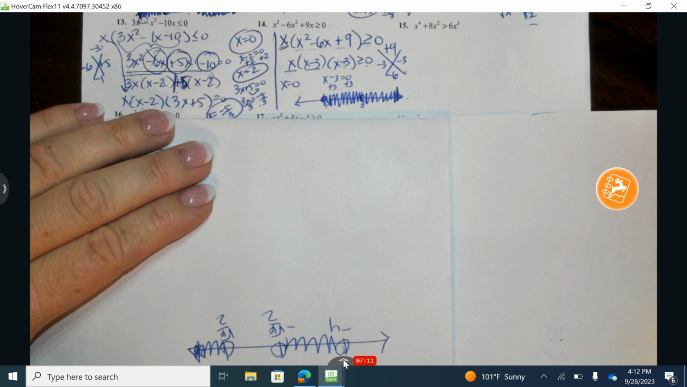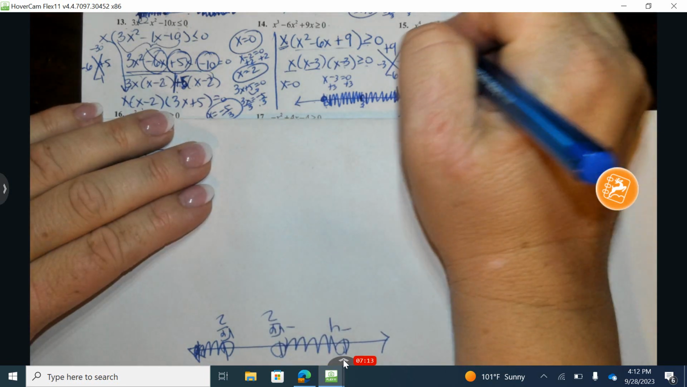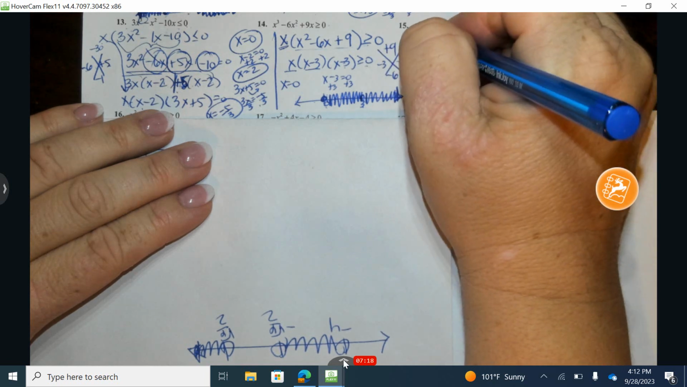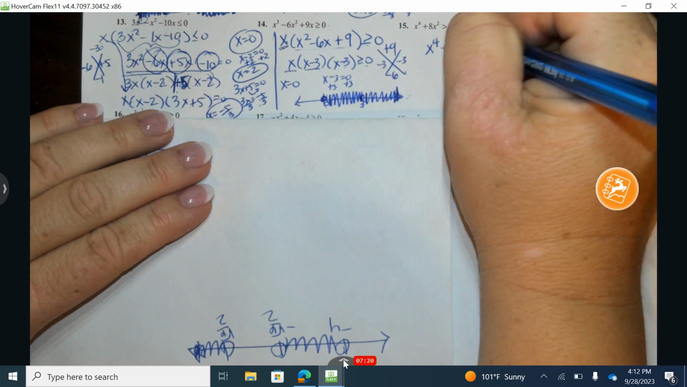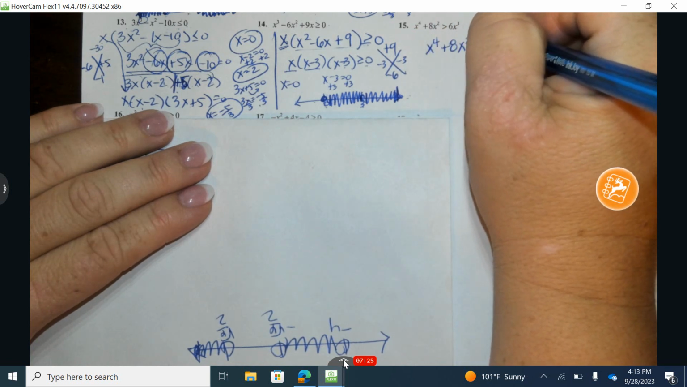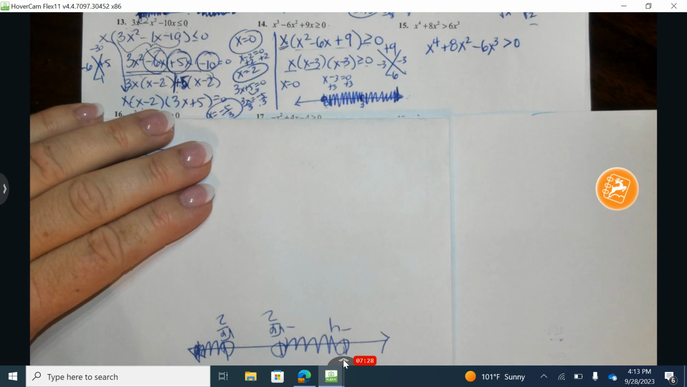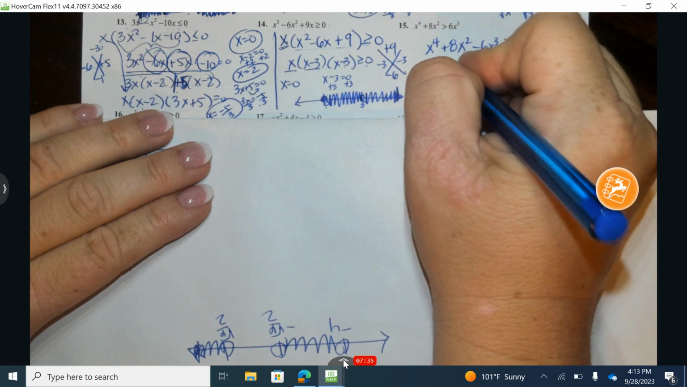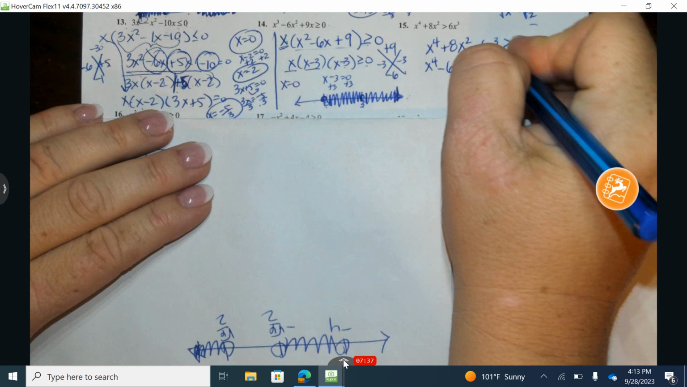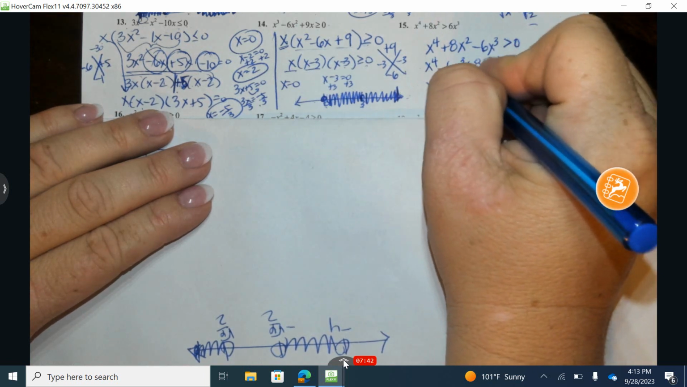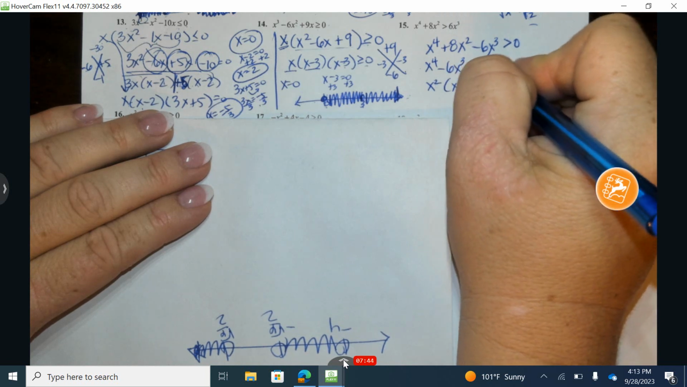Okay, so we include 0 and anything to the right. Let's look at number 15. Okay, number 15, I move everything to the same side. So I have x to the fourth plus 8x squared minus, and let's move this over, minus 6x to the third. Now there's nothing left, so it is greater than 0. So I just moved the 6x cubed over to the left. Now I'm going to put them in standard form. So x to the fourth minus 6x to the third plus 8x squared is greater than 0. I can factor out an x squared, and I'm left with x squared minus 6x plus 8.